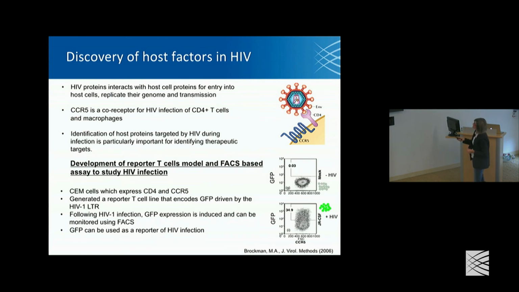And here I describe the cell model and the assay that was developed to study HIV infection. So they used a T cell line expressing CD4 and CCR5 that was encoding for GFP driven by the HIV LTR, which means that when you infect the cells with HIV, the cells turn green. So you increase the GFP expression, as you can see here. You can also monitor this using FACS. And so GFP can actually be used as a reporter for HIV infection. I want to just note that this is a very low background assay, so this is a very good model.